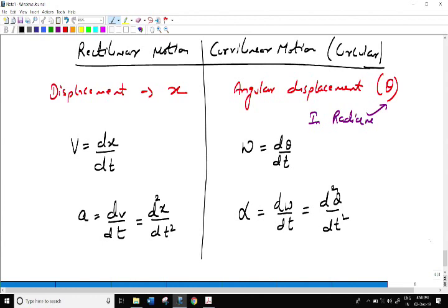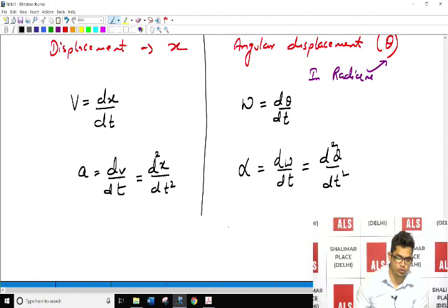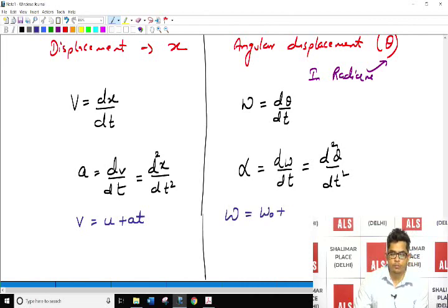If they have the correlation, so do the equations of motion. Remember the three equations of motion? The first was v is equal to u plus at. In the same way we have omega is equal to omega naught plus alpha t, where omega naught is the initial angular velocity, omega is the final angular velocity, alpha is angular acceleration.